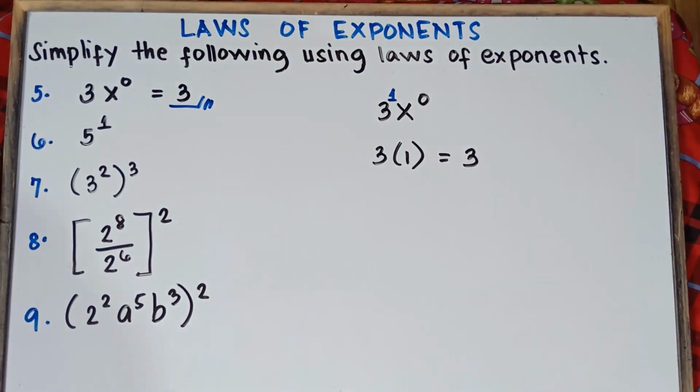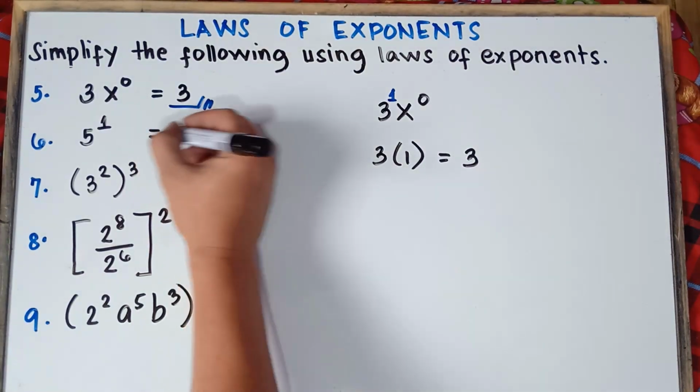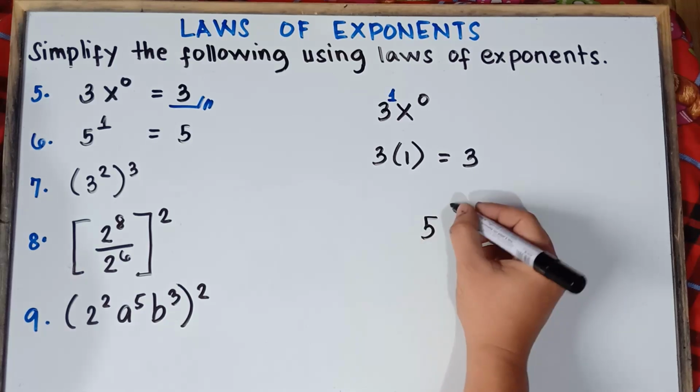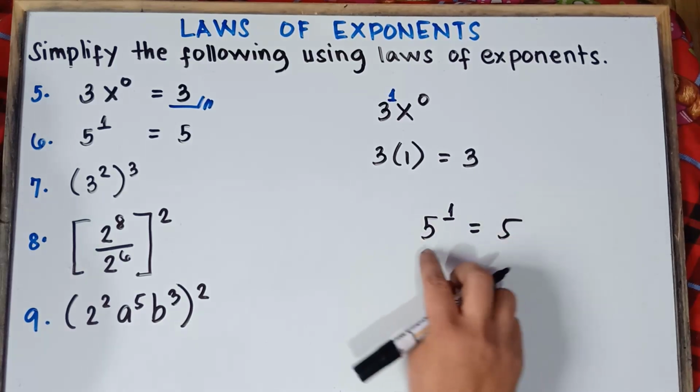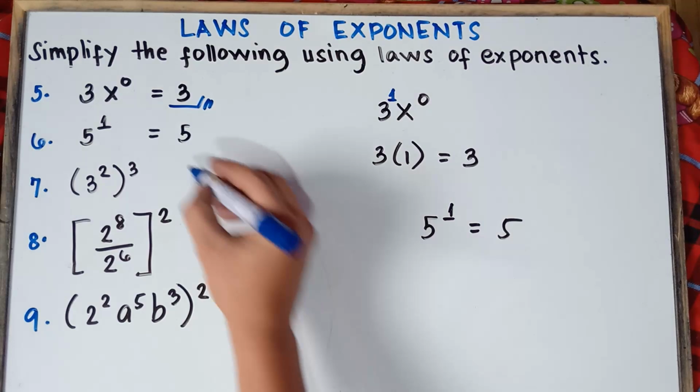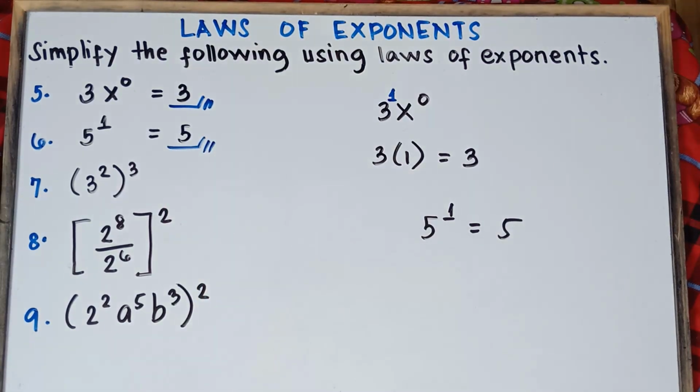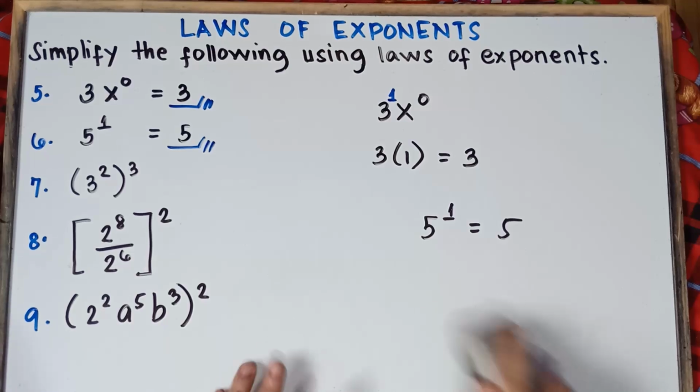Alright, so example number 6, 5 raised to the power of 1. So once again, any number, any variable raised to the power of 1, the answer is the number or the variable itself. So therefore, our answer is 5. So 5 raised to the power of 1, the answer is 5. Simply copy 5. Easy as that, class, for example number 6.